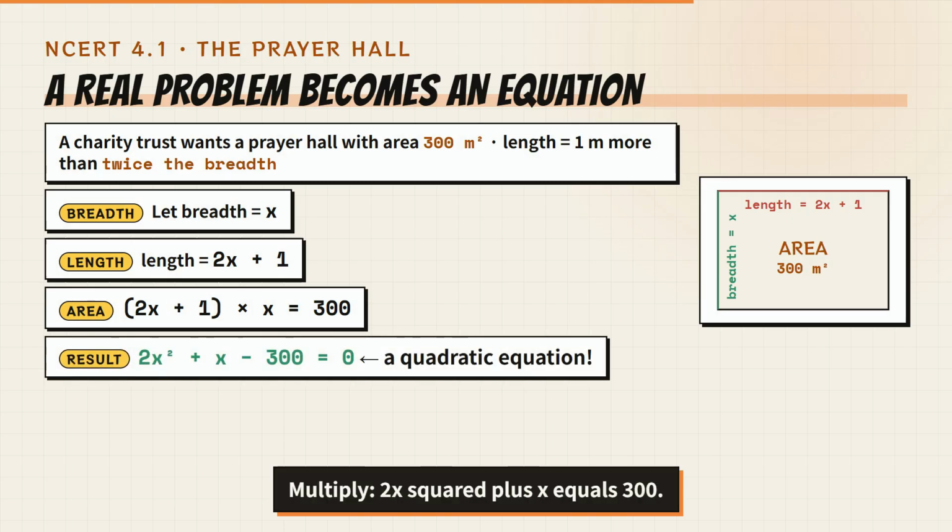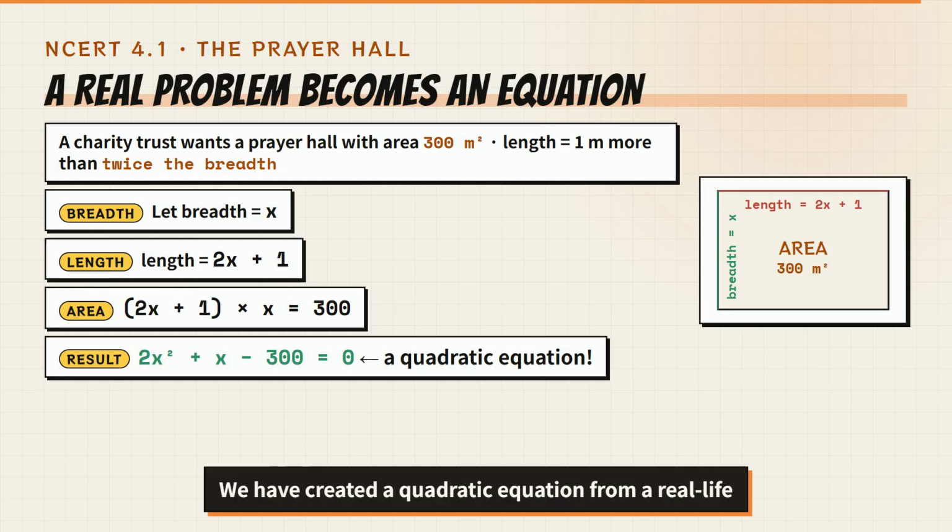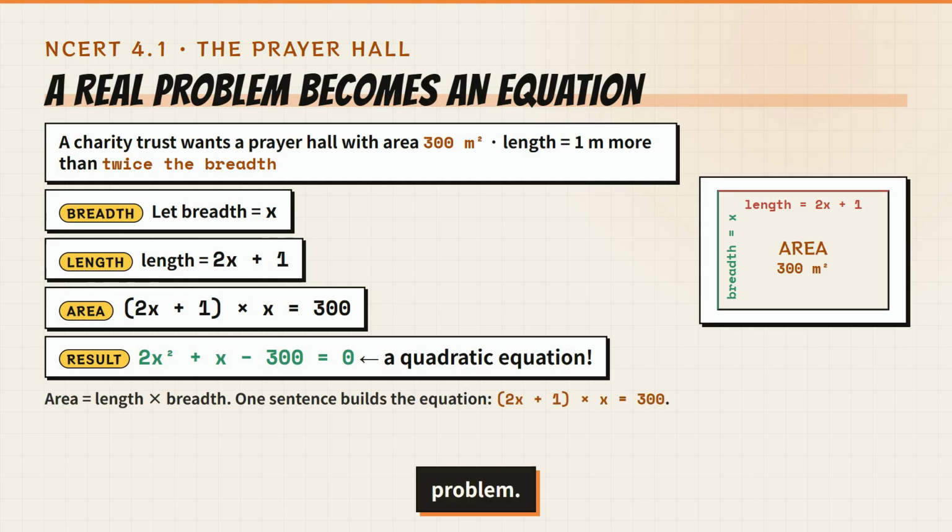Multiply: 2x squared plus x equals 300. Move 300 to the left. 2x squared plus x minus 300 equals 0. And there it is. We have created a quadratic equation from a real-life problem.